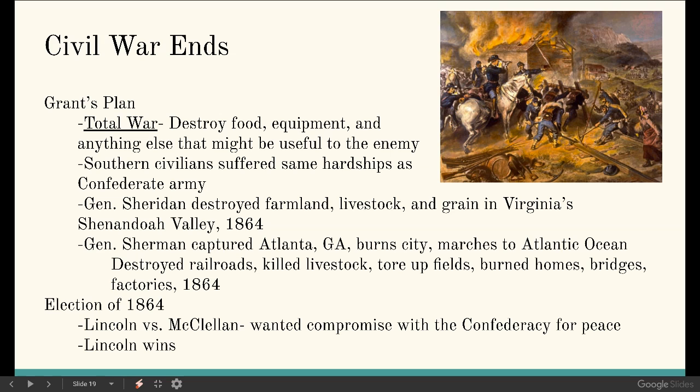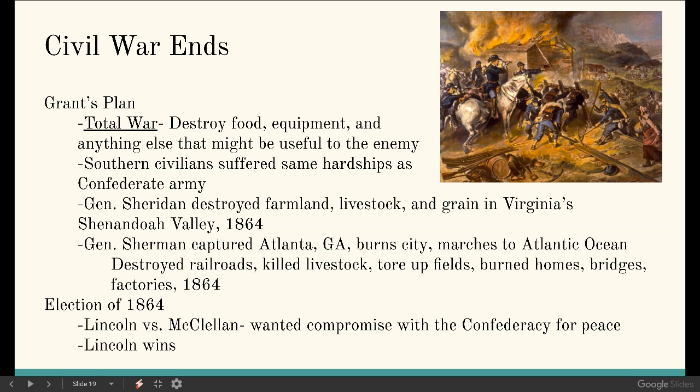And then Union General Sherman makes his famous march after he captures Atlanta, Georgia, and he marches to the Atlantic Ocean. And so in this march, he's going to burn the city of Atlanta. And then on his way to the ocean, he destroys everything in his path: railroads, livestock, tore up fields, burned people's homes and bridges and factories, anything that could be used or helpful to the Confederacy. And that's in 1864 as well.